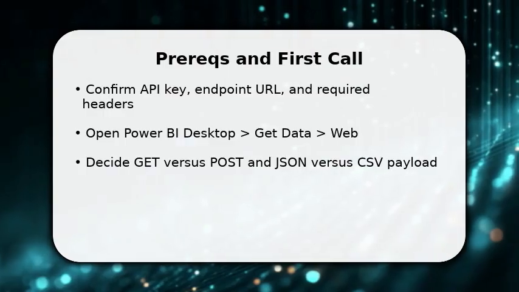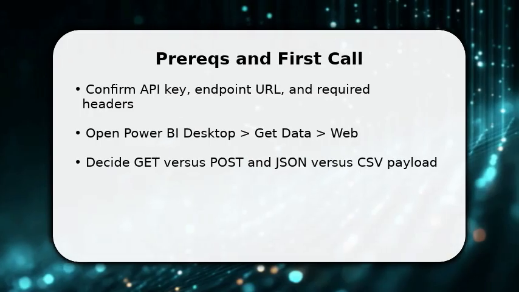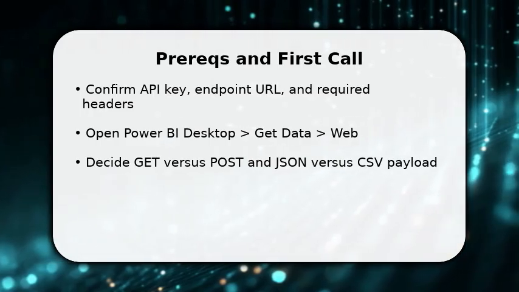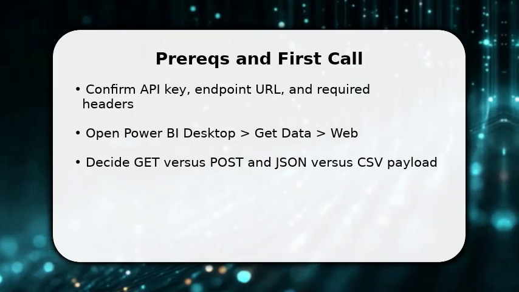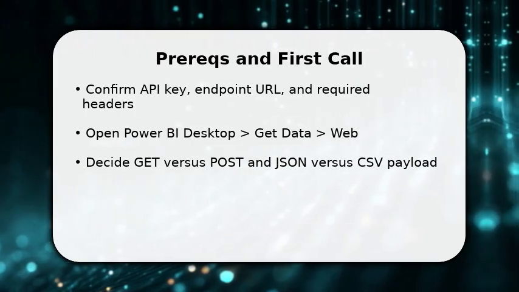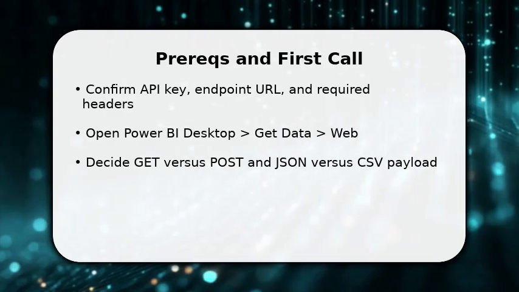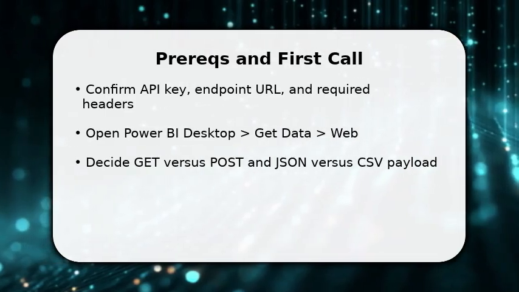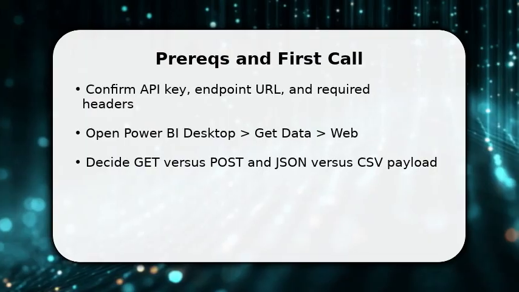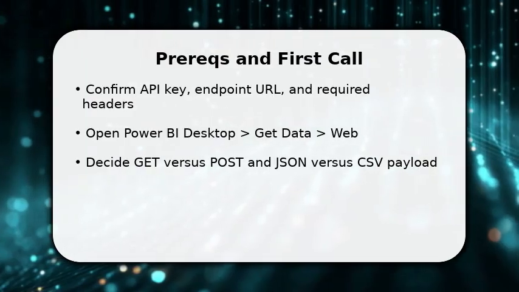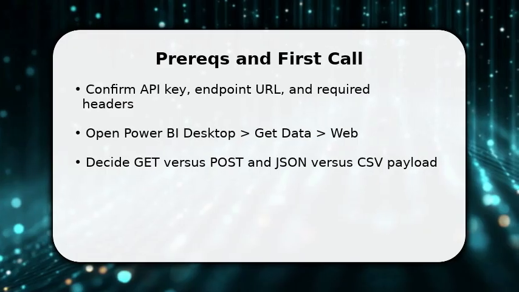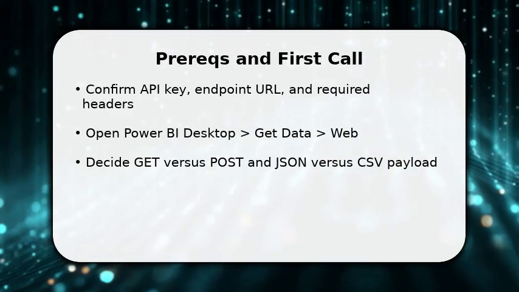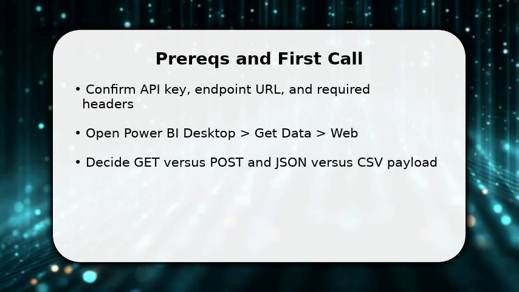You start by confirming credentials, API key, endpoint, and any header requirements, because without them, calls fail. Once done, open Power BI Desktop and choose Get Data Web to begin. You select whether to use Get or Post, and whether the response will be JSON or CSV. This matters for parsing. Make sure to copy the exact endpoint and sample query parameters so you can test the first request immediately in Power BI's Web Connector.